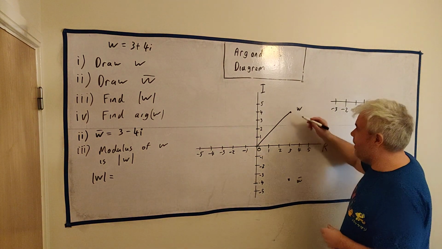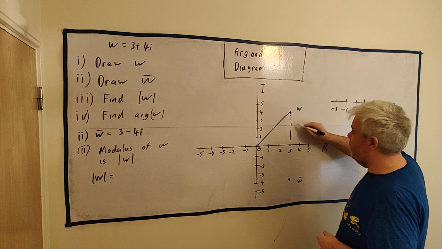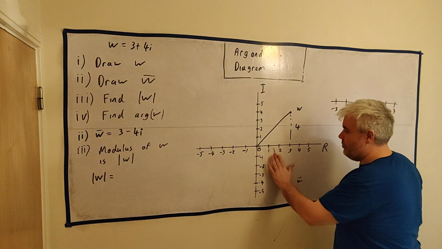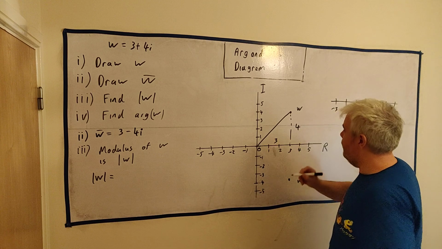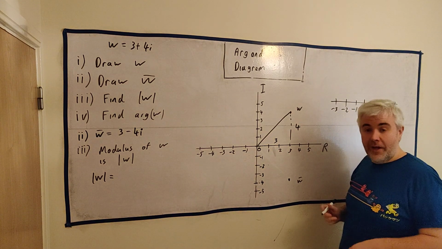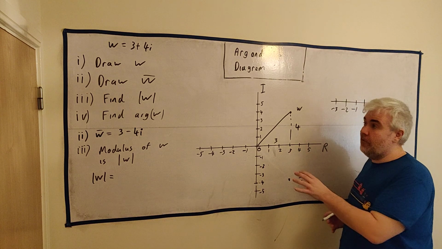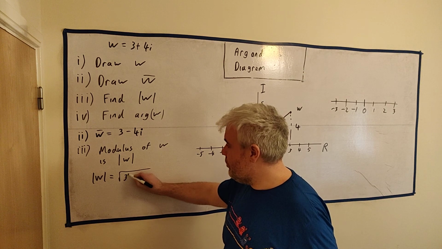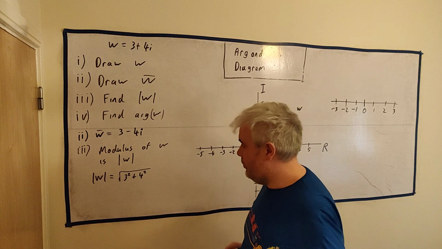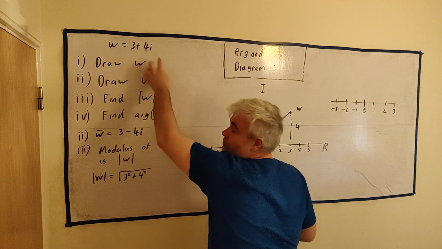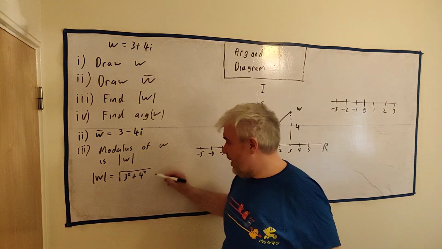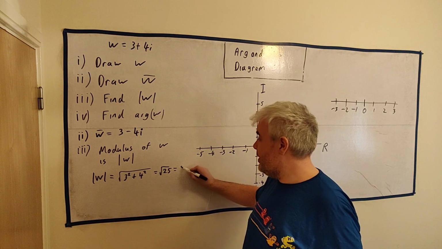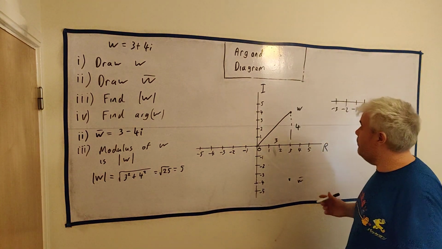And that's quite easy to get because I'd like to remind you, you have a triangle here that is 4 high and 3 wide. So you actually have a Pythagoras theorem. So we could just say the square root of 3 squared plus 4 squared. You don't have to draw a picture every time. And that's simply equal to 9 plus 16, which is the square root of 25, which is equal to 5. The modulus of w is 5.